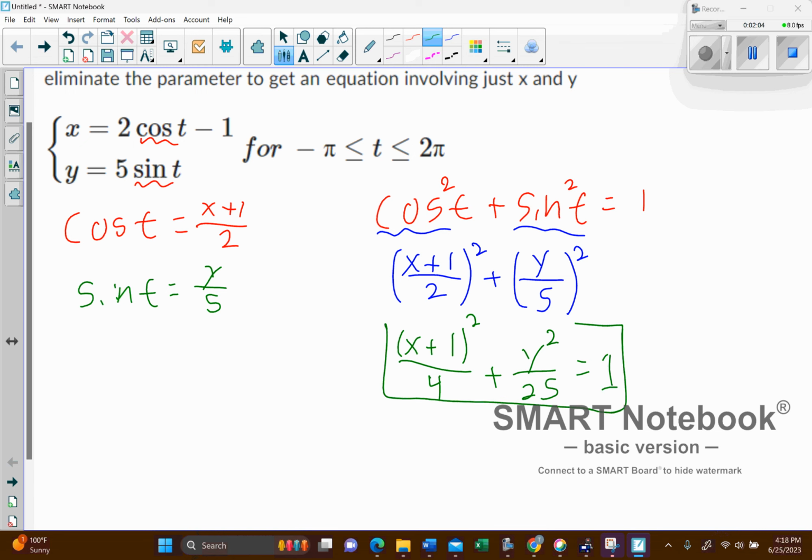And there we go. That's what they were looking for here, so they could figure out the shape that we're dealing with, an ellipse.